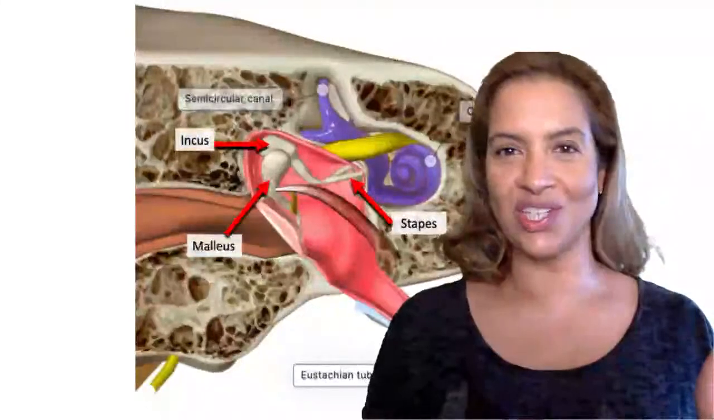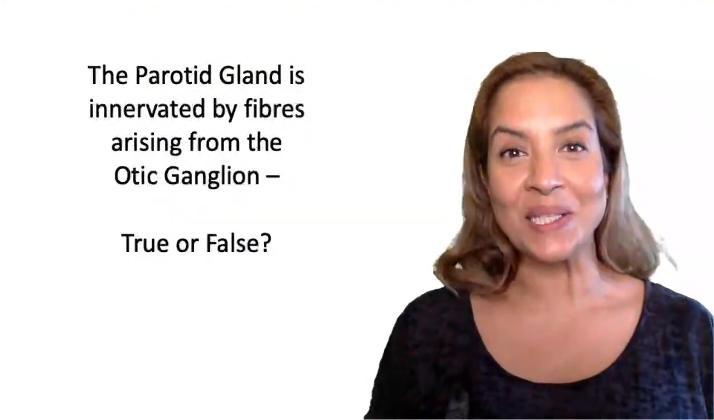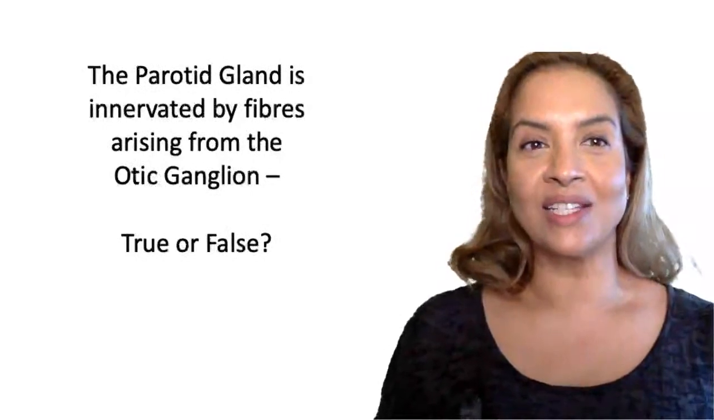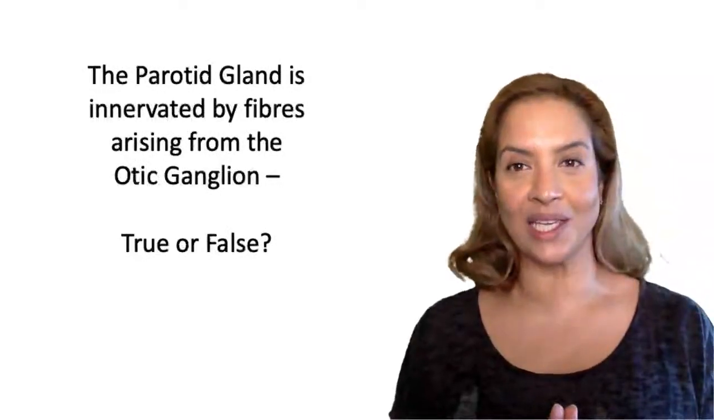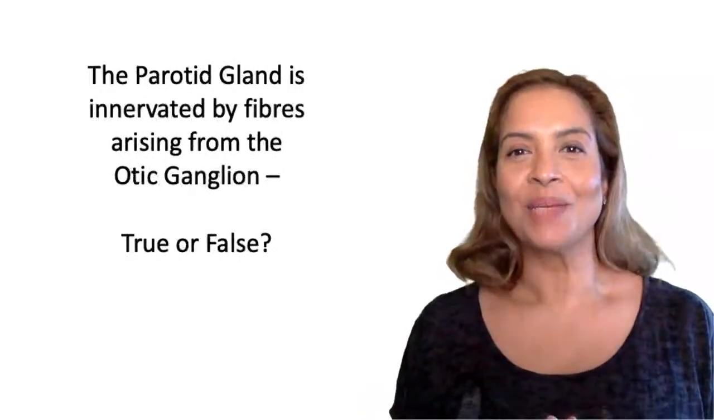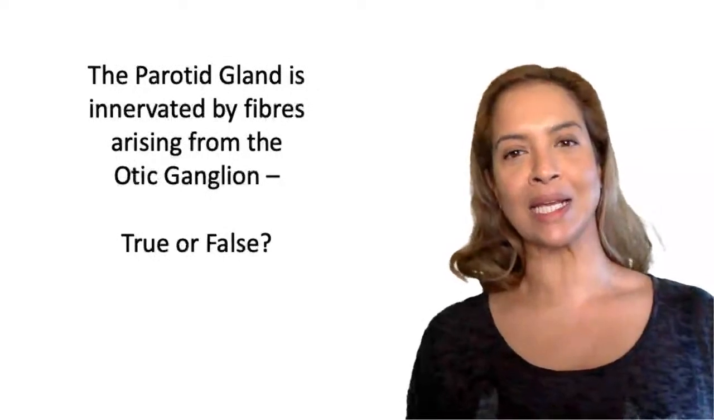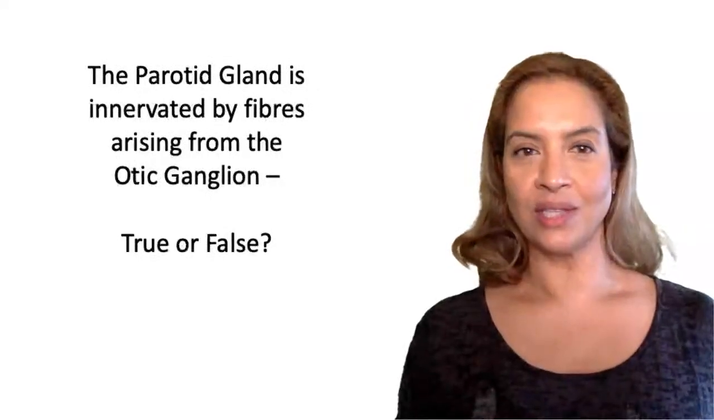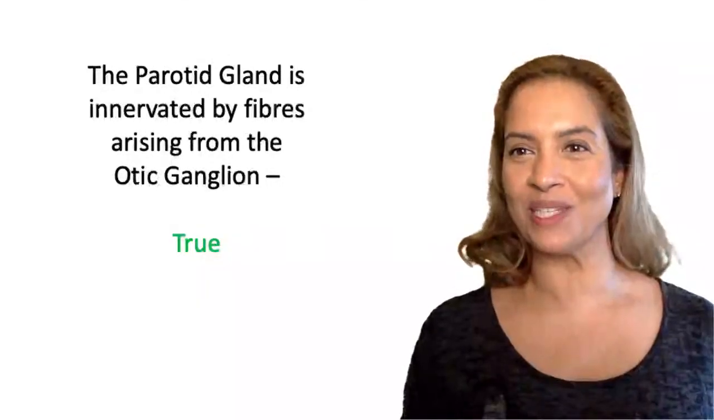Next question is the parotid gland. The parotid gland is innervated by fibers arising from the otic ganglion. True or false? The parotid gland is innervated by fibers arising from the otic ganglion. The answer to that question is true. It is. So let's take a look at that one in a bit more detail.